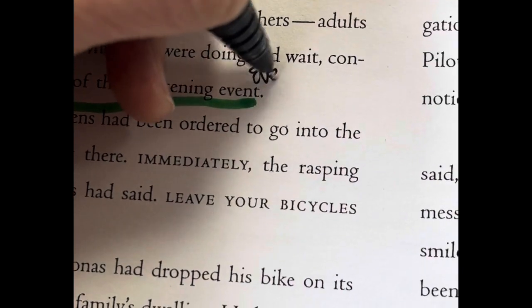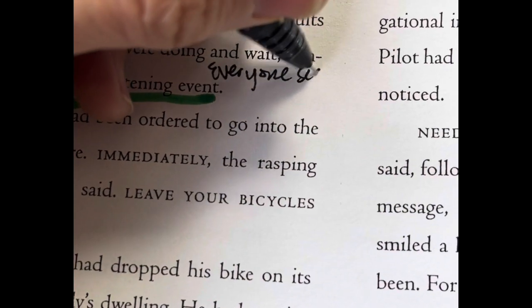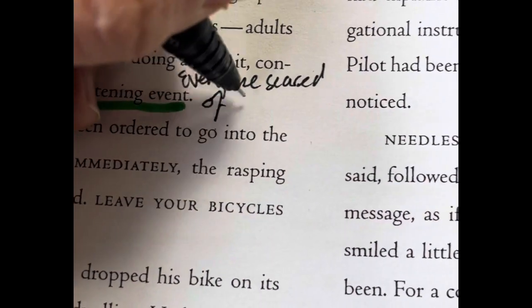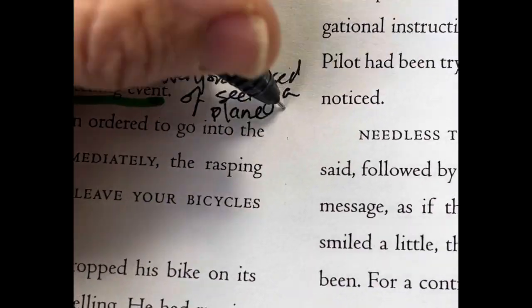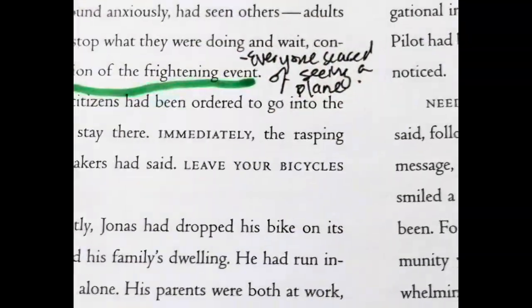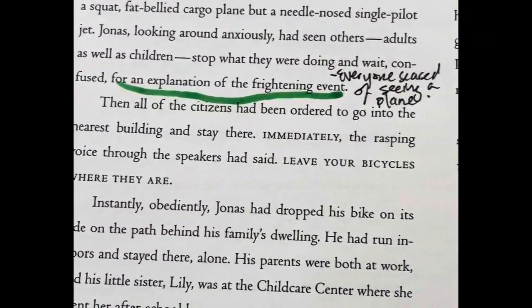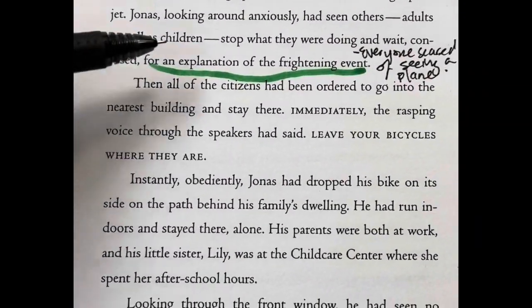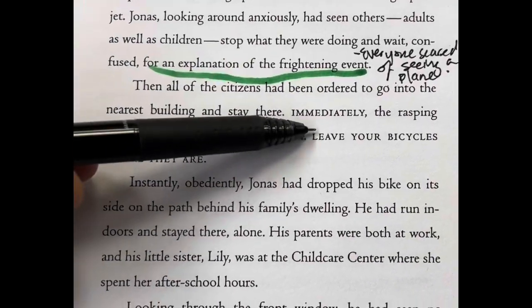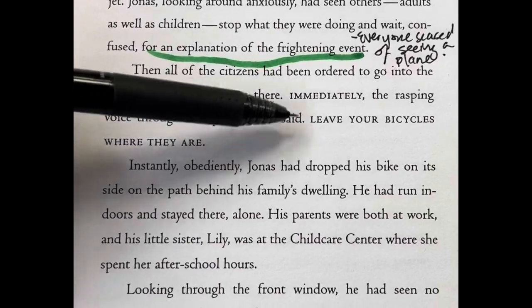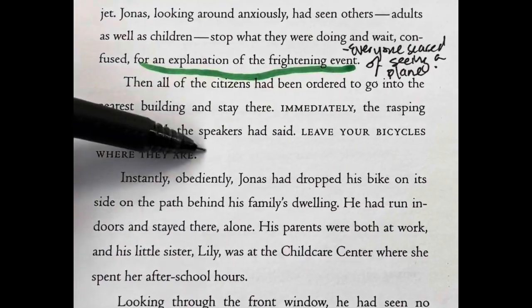Everyone's scared of seeing a plane. That's different. That's not like our world, right? Sometimes I go to the beach at Coronado and there's a bunch of planes overhead all the time. It's no big deal. Then all of the citizens had been ordered to go into the nearest building and stay there. Immediately, the rasping voice through the speakers had said, leave your bicycles where they are.